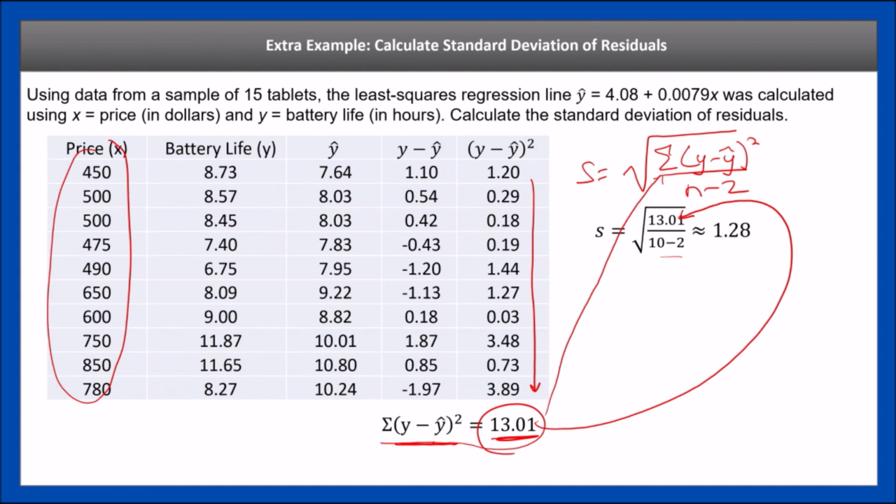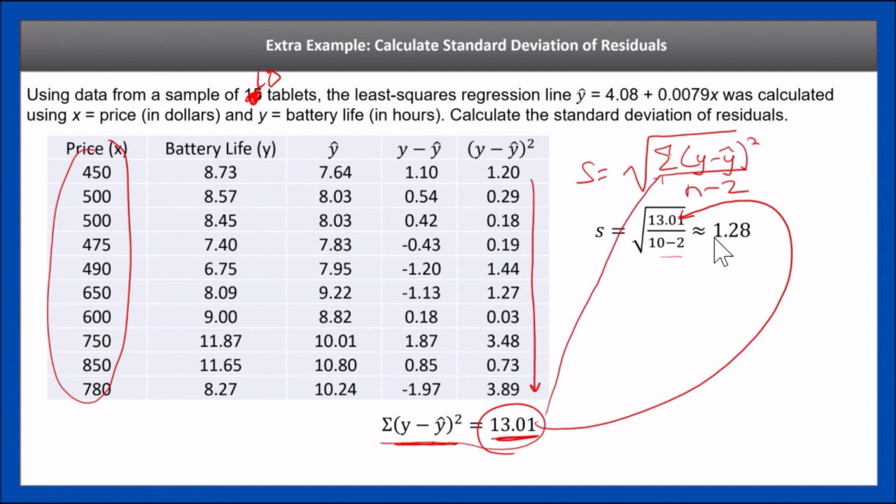Or actually, it should be 15 tablets, right? So let me change that number. Oh, okay, so this should say 10 tablets, not 15 tablets. So the error is in the question itself, so I apologize for that. So we've done using data from a sample of 10 tablets. Okay, so we got 10 tablets here. All right, so it's 10 minus 2, and then it's going to be 1.28. So 10 tablets for this guy. All right, so my standard deviation is 1.28.